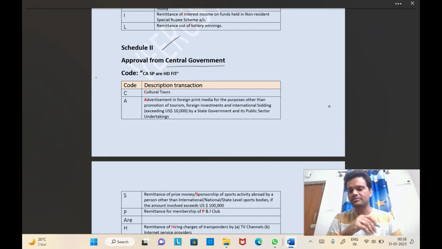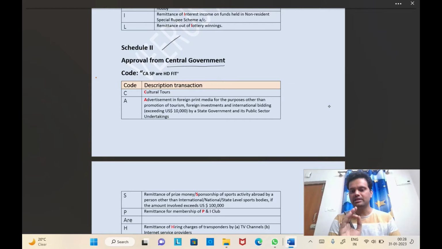What are these? CA means chartered accountant. SP means superintendent of police, or it doesn't have any meaning. Just to make a sentence, I use the word or. CASP or HD means high definition. You watch HD videos, right? That is high definition. Fit means healthy and energetic. So the chartered accountant and superintendent of police are HD fit, high definition fit. They are very healthy people. That's the code.